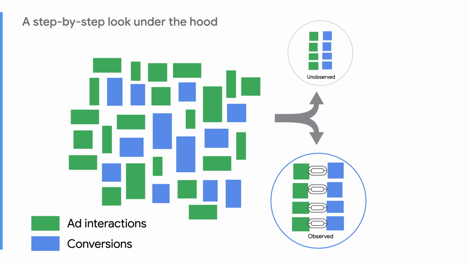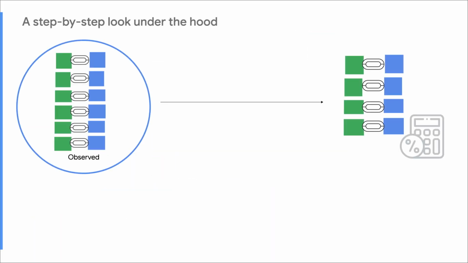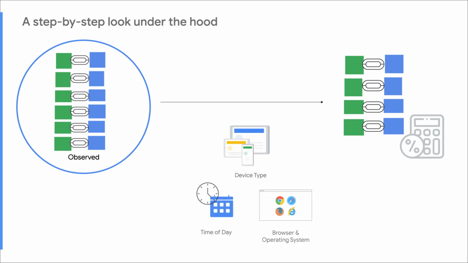First, we separate ad interactions based on whether or not we were able to observe the link between that ad and the conversion. In the t-shirt example, we weren't able to see this connection because of the cookie restrictions on Safari, so this would go in the unobserved group. Then, we identify a group of similarly behaving users in the observable group, in this case, users for whom cookies are still present on their browser, and calculate those conversion rates. We also analyze other factors, including device type, time of day, and operating system, in order to assess similarity.